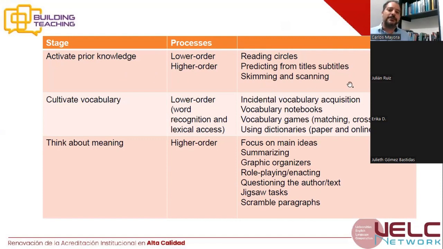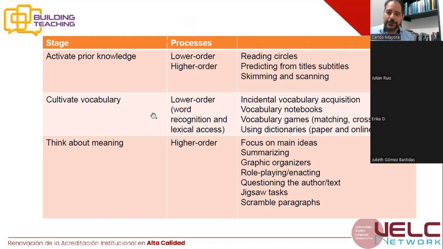Remember, skimming is a very general and fast reading for general information, and scanning is focused, fast reading, concentrating on a specific information. For example, if you have a biography and tell students to locate all the important dates, that would be scanning. If you just tell them to read the first sentence of each paragraph and make a prediction, that would be skimming. How do you cultivate vocabulary?